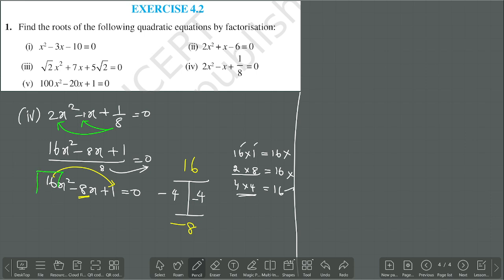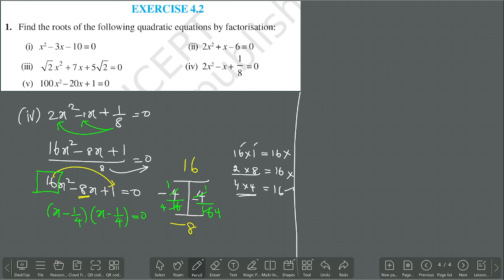Now we have to divide with the coefficient of x square. Coefficient of x square is what? 16. So by 16, by 16. What am I getting? 1 time, 4 times. So my answer is x minus 1 by 4. Again, x minus 1 by 4 equal to 0.